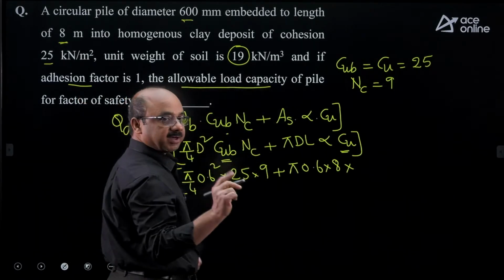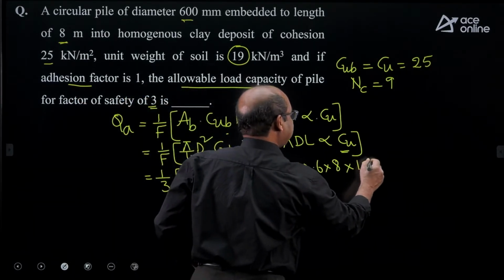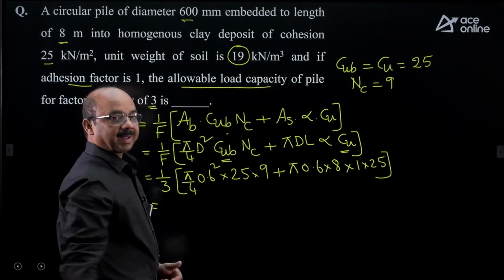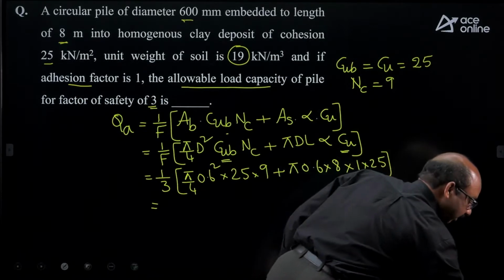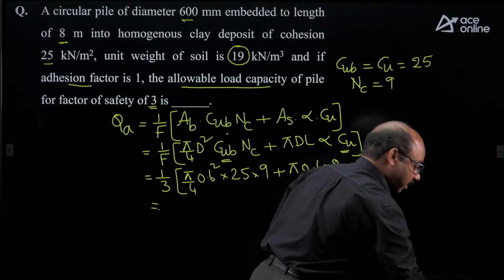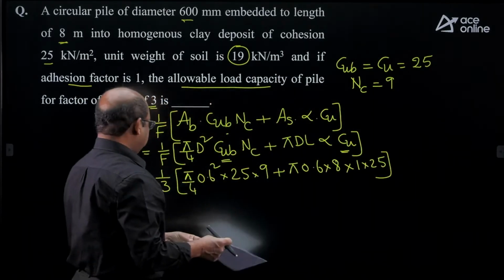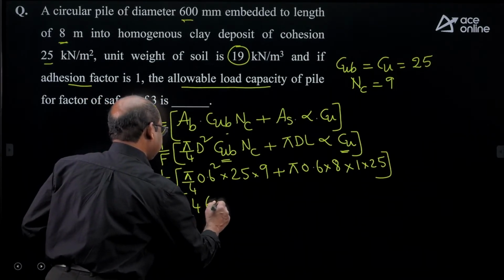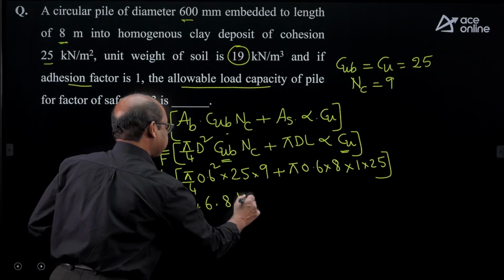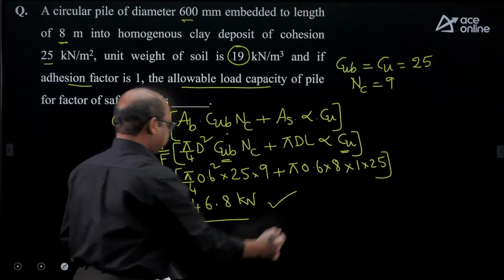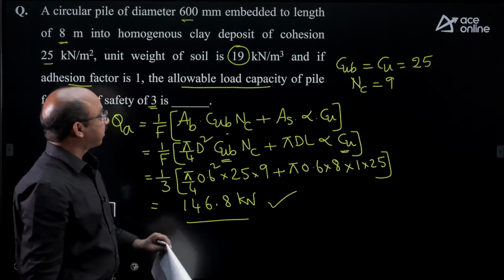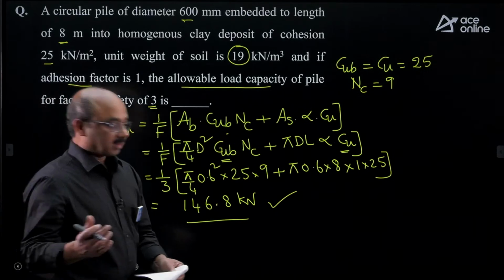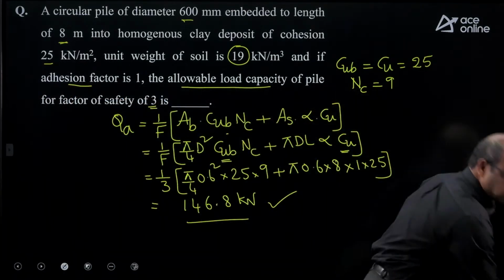Alpha value is given, the adhesion factor. C value is 25. The remaining is nothing but the mathematical calculation. If you use the calculator and work it out, the calculation will give you the allowable load as 146.8 kilonewtons. So friends, this is the answer, the allowable load capacity of the single pile, 146.8 kilonewtons. Now let us move to the next question.